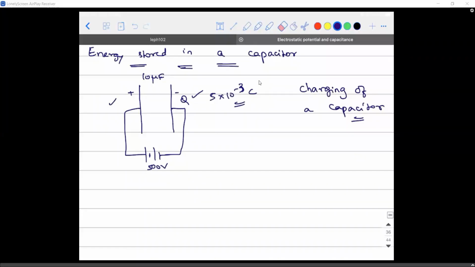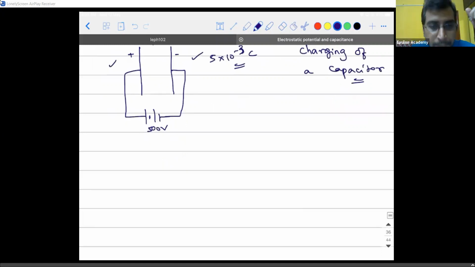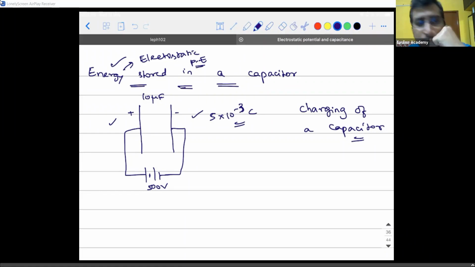So by this kind of process, there will be some work done on the plates, okay? And the work which you do on the plates of the capacitor will get stored in the form of potential energy. That energy we call the electrostatic potential energy. Guys, are you able to understand? So when I say the energy stored in the capacitor, I'm trying to speak about the electrostatic potential energy. We have heard this word already. Where did we hear this word, electrostatic potential energy?